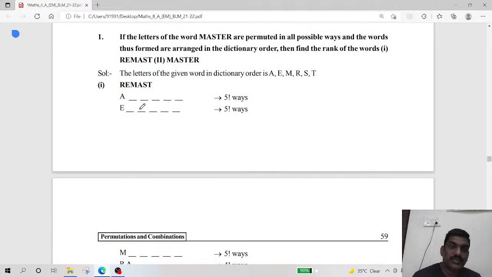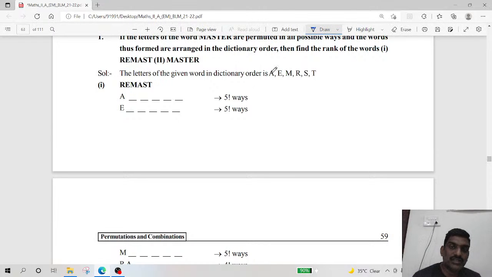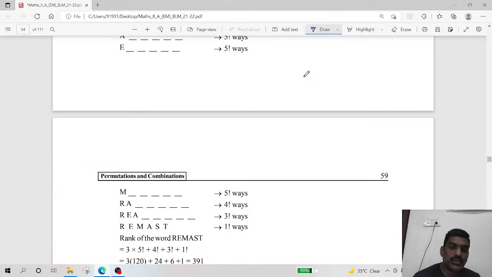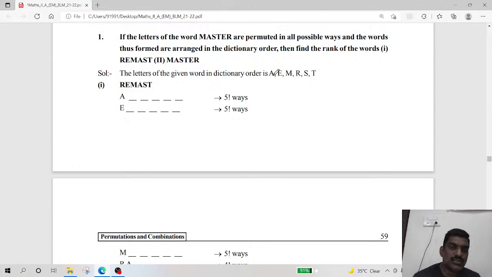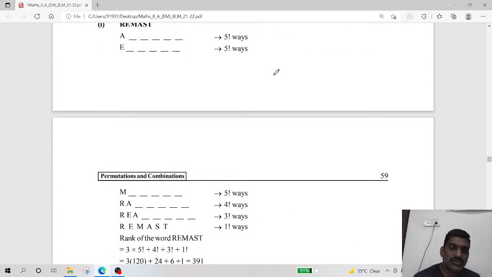Okay, now what we require is R. With A 5 factorial, with E 5 factorial, with M also 5 factorial. When we get R, we have to stop there. Okay, at R we stop. Again we can move back to A. Again A, with A not required. No, A is not the required letter. So in how many ways? 4 factorial ways. Remaining places can be filled in 4 factorial ways.